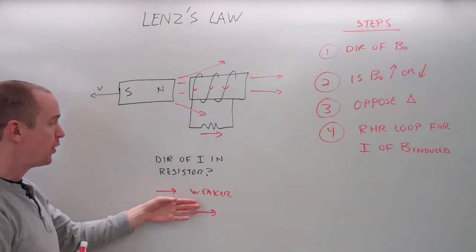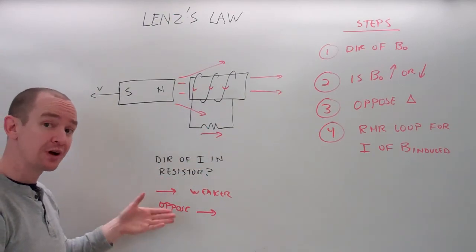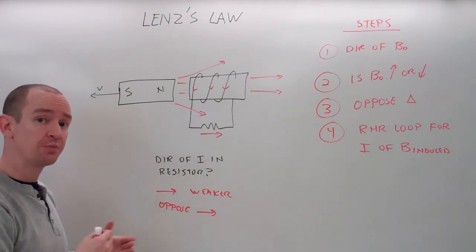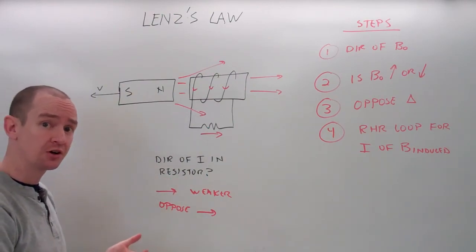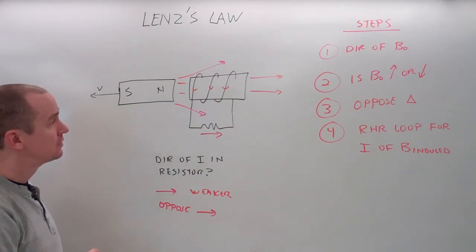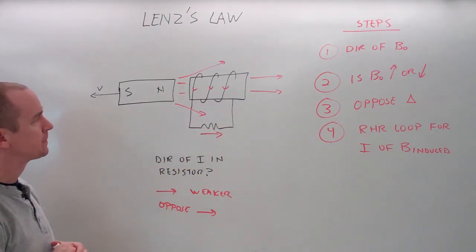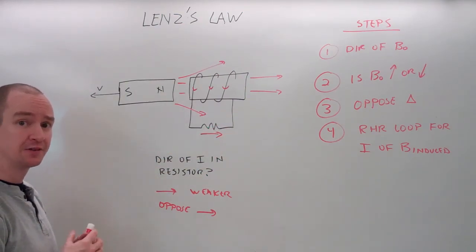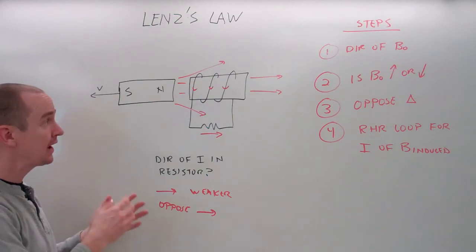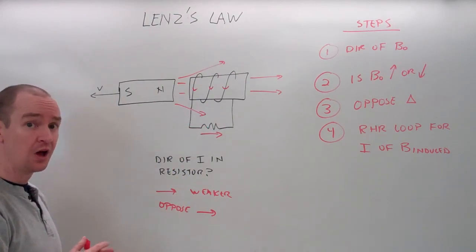Notice, opposing the change doesn't mean you're always opposing the direction of the field. What you are opposing is its tendency to get stronger or its tendency to get weaker. So when you're thinking about this, think about the entire magnetic flux, but attack it using Lenz's law in terms only of magnetic field. Hope this was helpful.